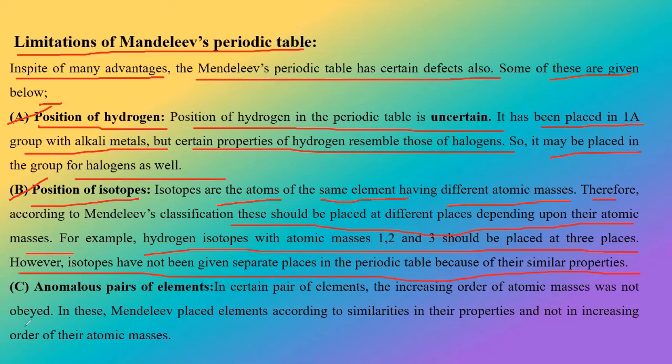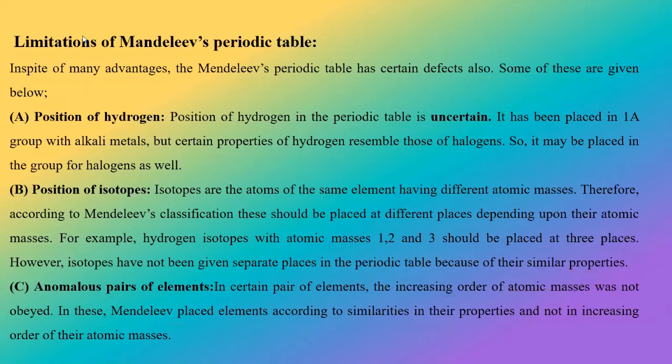And last but not least is the anomalous pair of elements. In certain pairs of elements, the increasing order of atomic masses was not obeyed. Mendeleev placed these according to similarities in properties, but not in increasing order of atomic masses. See, now if the elements are not placed in order of increasing atomic masses, then Mendeleev himself has violated his own law, which was formulated by him, that the elements are arranged in order of increasing atomic masses. So if that is not followed, then he has violated his own law, right? Okay, so these were the merits and demerits of Mendeleev.